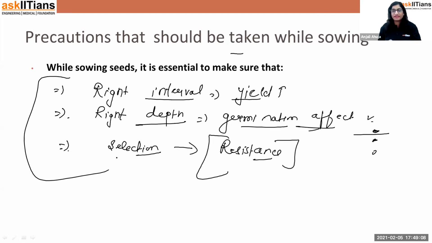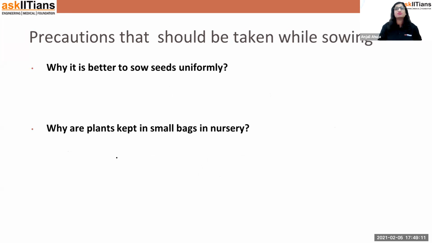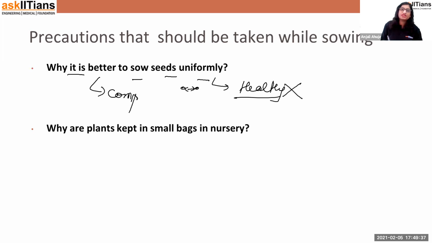So guys, one more point I added up there regarding precautions that should be taken while sowing. Though I have explained this point earlier, there are a few questions that are written. Why is it better to sow seeds uniformly? I have explained, if they are not uniform, there will be no right spacing, there will be competition, so germination might not happen and healthy growth of the plant might not be there. That's why there should be uniform distribution, because competition will be less. Now competition for what? Competition for space, for sunlight, for nutrients, for water, for air, for everything.